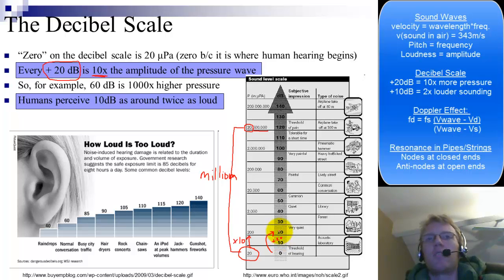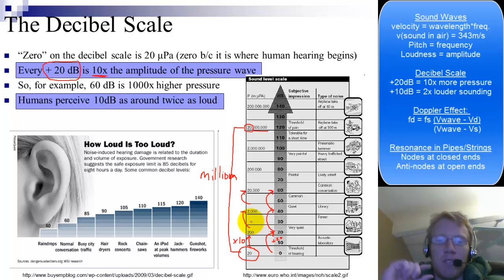Why it counts by 20s, honestly, I'd have to do some math, but you can ask in class if you want to go through that. Why they chose to count by 20s instead of 10s or something. I'm sure we could look at that and figure it out, but for now I don't know. So you can keep going like this. Times 10 again is plus 20 again. If something is, say, 60 decibels higher, it's times 10, times 10, times 10. It's actually 1,000 times more pressure on your eardrum, or more difference in pressure, I should say.